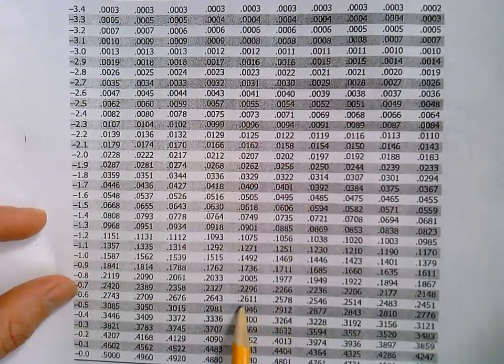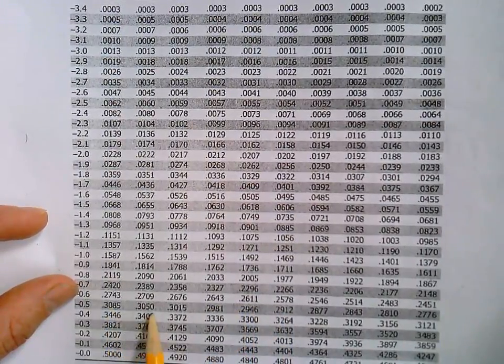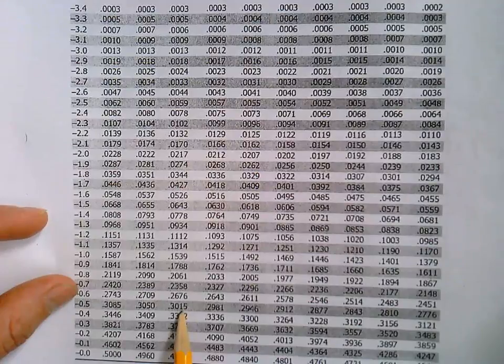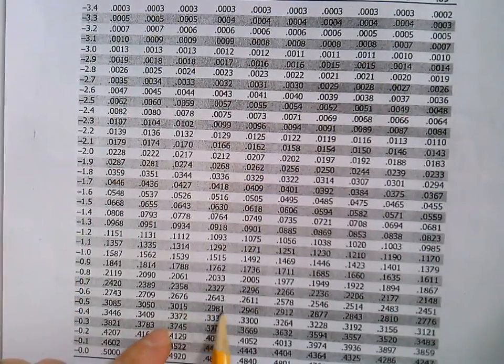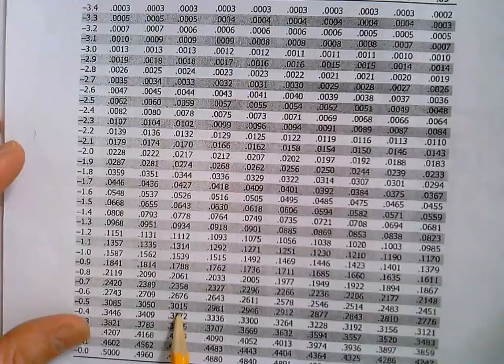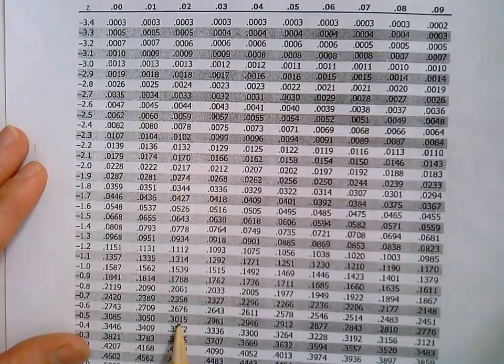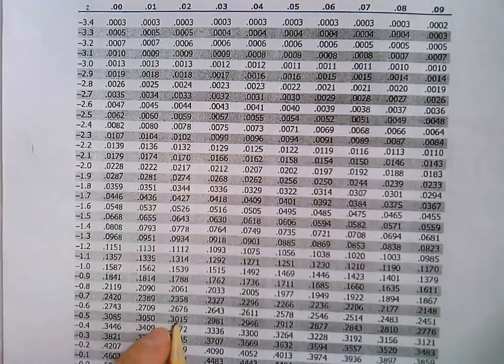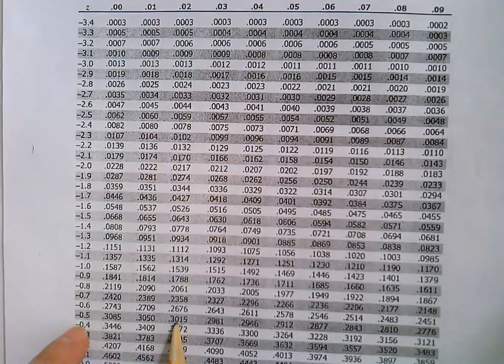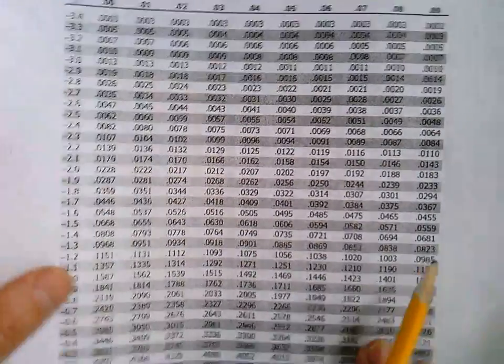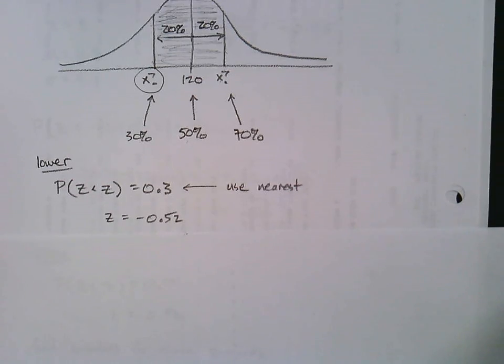Okay. Closest thing I can get to 0.3. It's between these two. 0.3015 I think is the closest I can get. So I'm going to use negative 0.52. Z is negative 0.52.